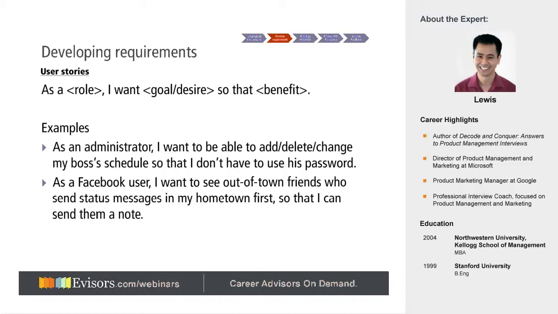So one example could be, as an administrator or secretary, I want to be able to add, delete, or change my boss's schedule so that I don't have to use his password. Or another example, as a Facebook user, I want to see out-of-town friends who send status messages in my hometown first so that I can send them a note.